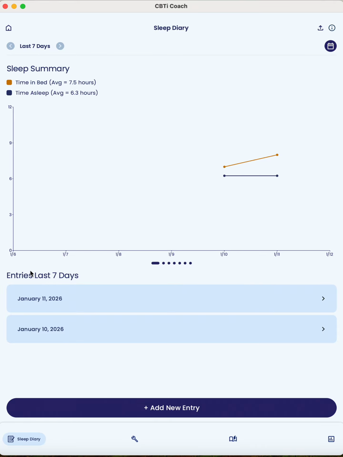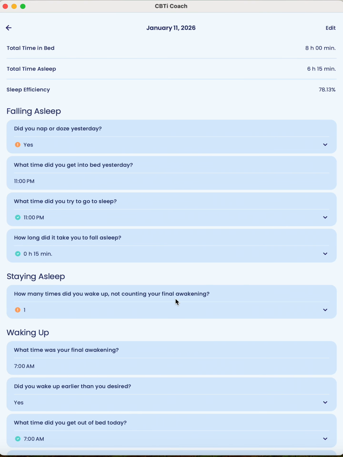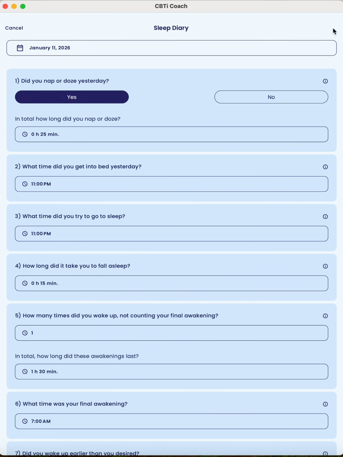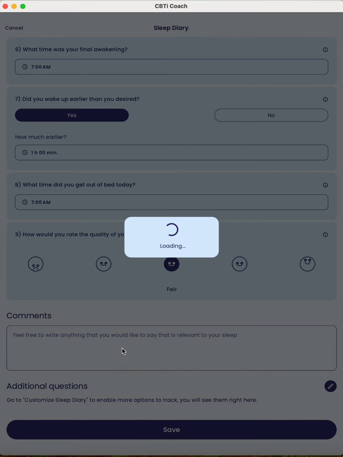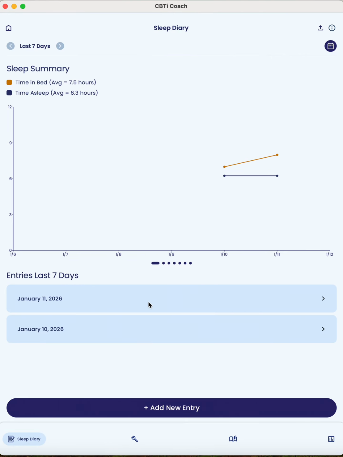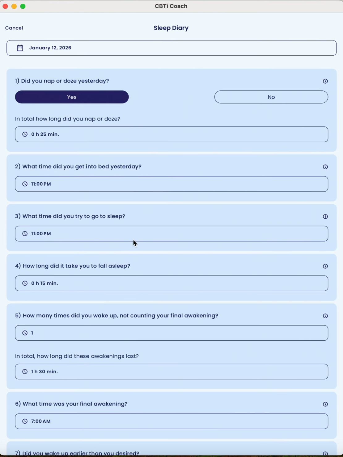Below the graph is a list of your entries for the last 7 days. So we have 2 entries here on January 10th and January 11th. You can click on those and you can edit them if you need to. Go through, make an edit, and then hit save again. And you'll come back to this screen. And then when you want to make a new entry, you'll click down here, add new entry.